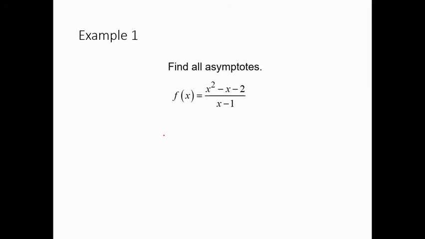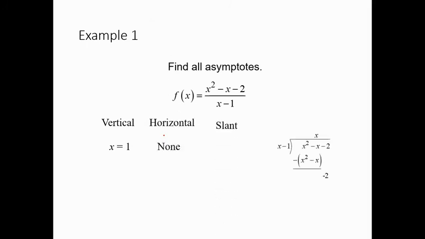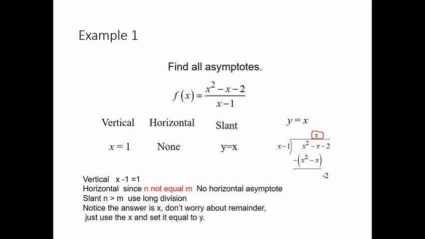So notice here we have x squared minus x minus 2 over x minus 1. Yes, we do have a vertical asymptote. X is equal to 1. Okay, the horizontal, we don't have one. The slant, we do. And so when we go and do our long division, notice that y is equal to x. So this is the part of the equation that's going to give you your slant asymptote. Okay? All right.